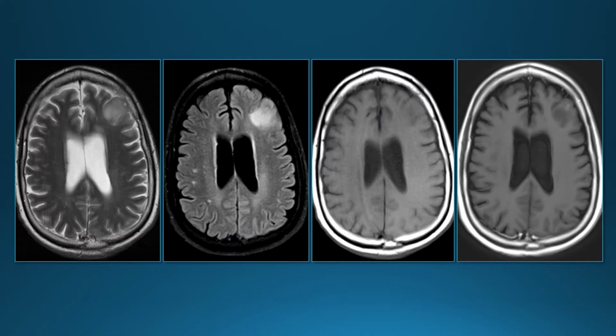I'm going to take a couple of minutes here and talk a little bit about MR spectroscopy. So here's a patient. We can see a lesion in the left frontal lobe, bright on T2, bright on the FLAIR, and has just a little bit of enhancement with contrast. So let's just take a look at the MR spectroscopy.